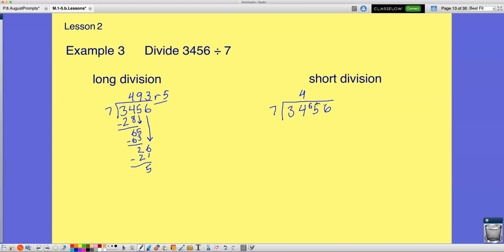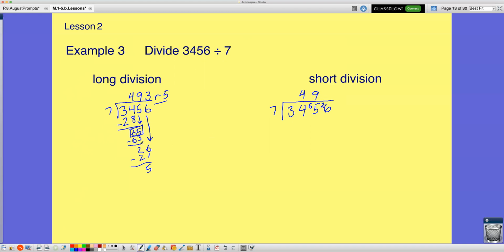And now I'm moving over. I'm now taking 65, just like we had over here. You see this 65 right here? Now I'm going to take 65 divided by 7, and I get 9. Why is it 9? Because 9 times 7 is 63. What's 65 minus 63? 7 times 9 is 63. That's 2 away from that. I'm going to write 2 there.